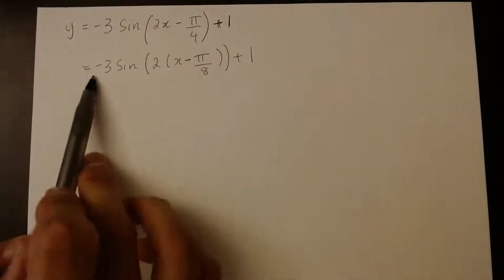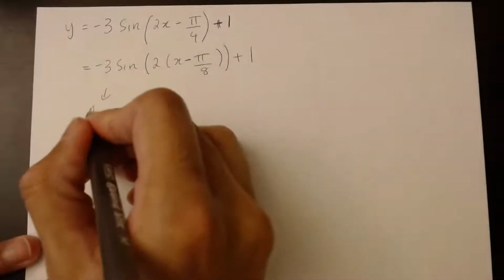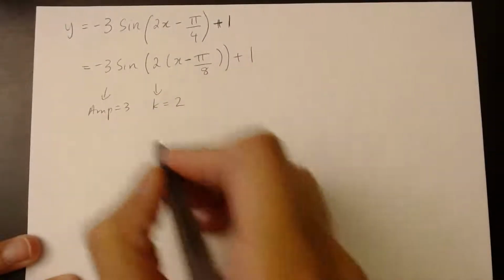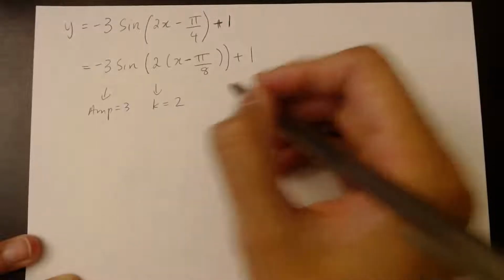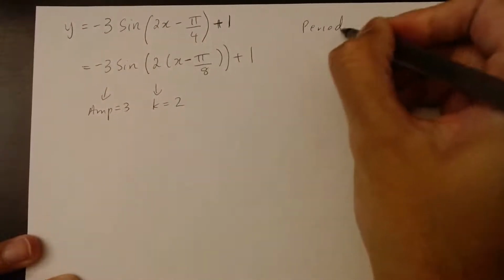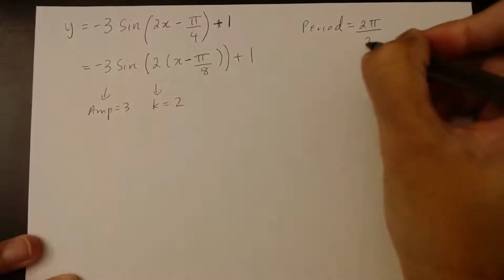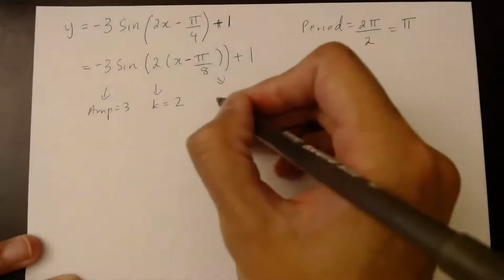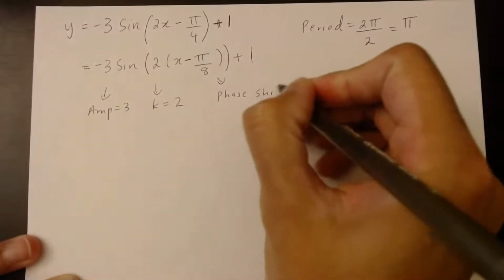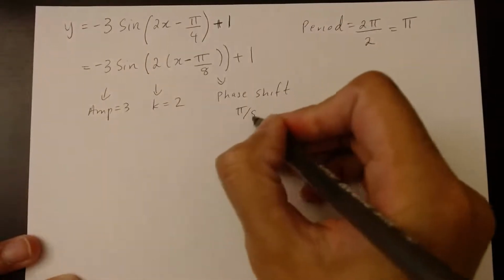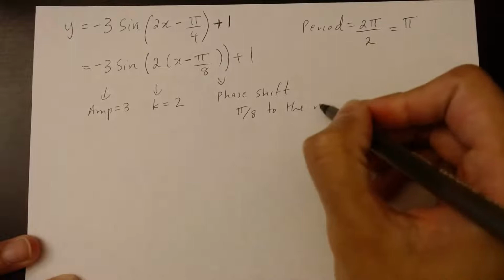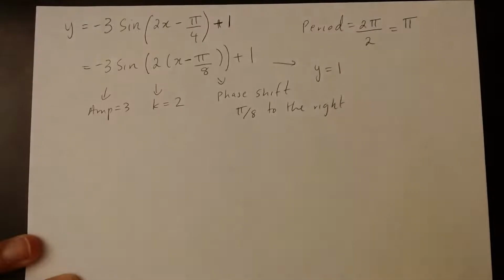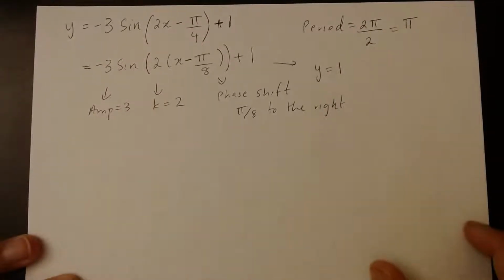So in this question, I have a negative sine function. My amplitude is 3. My k is 2, so I can find my period. My period is just 2 pi over k, which is 2 pi over 2. So my period is pi. My phase shift is pi over 8 to the right. And my equation of axis is y equals 1. So with all this information, I can do a sketch of my function.